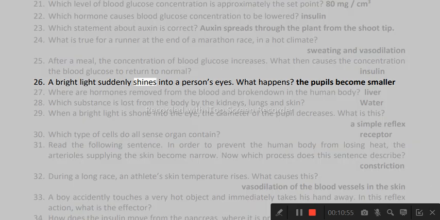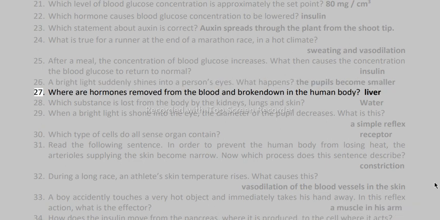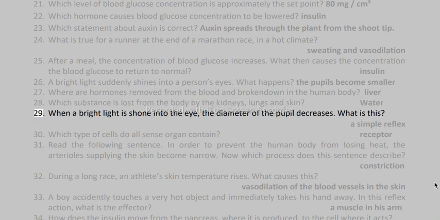26. A bright light suddenly shines into a person's eyes. What happens? The pupils become smaller. 27. Where are hormones removed from the blood and broken down in the human body? Liver. 28. Which substance is lost from the body by the kidneys, lungs, and skin? Water. 29. When a bright light is shone into the eye, the diameter of the pupil decreases. What is this? A simple reflex.